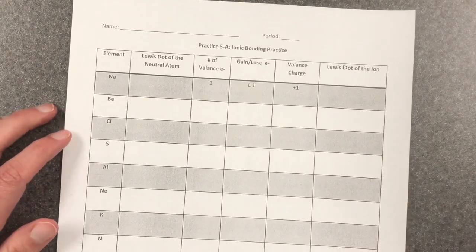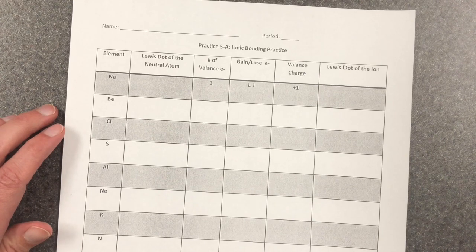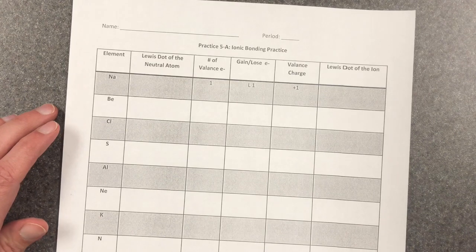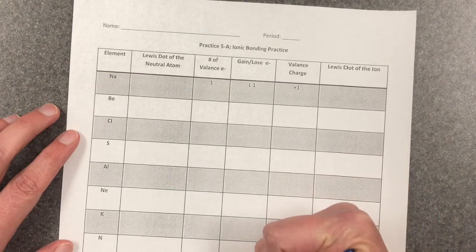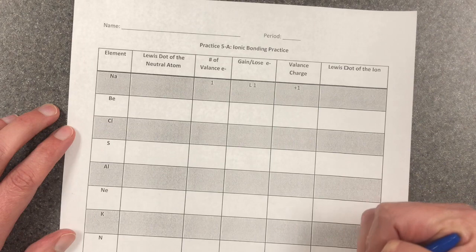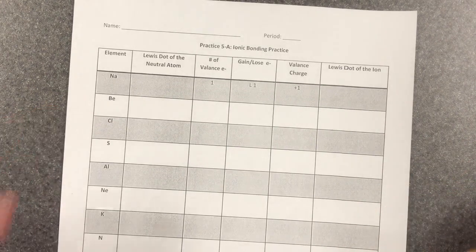So we're going to start talking about ions and how to draw the Lewis dot structure for an ion and for an ionic compound. So first, when we're going to draw the Lewis dot structure for an ion, we need to think about how many valence electrons the neutral atom has, whether it's going to gain or lose electrons in order to attain its greatest stability, and then what the charge is going to be after that.